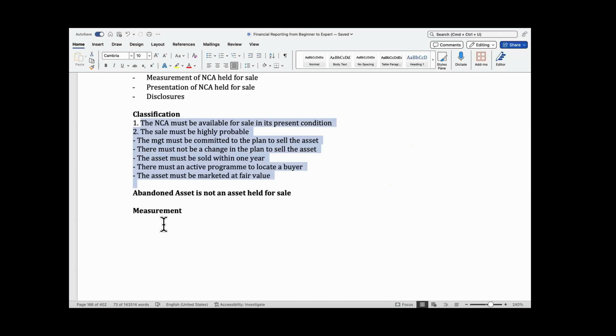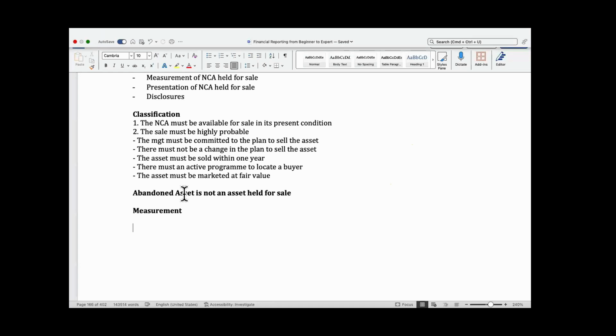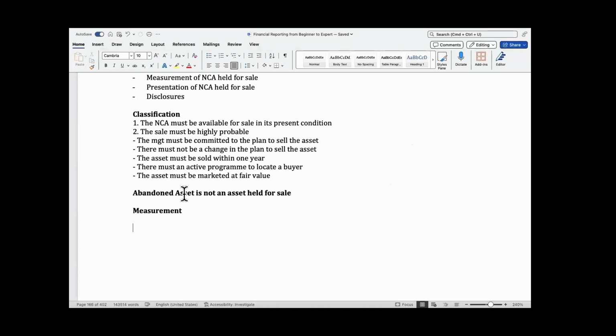Classification. Now, how do you measure a non-current asset held for sale? When you have classified an asset as held for sale, how do you measure it? Very simple. It's measured at the lower of the carrying amount of that asset and NRV. Everybody knows that NRV is fair value minus cost to sell. So the lower of these two, whichever is lower. Okay, this is logical, right?